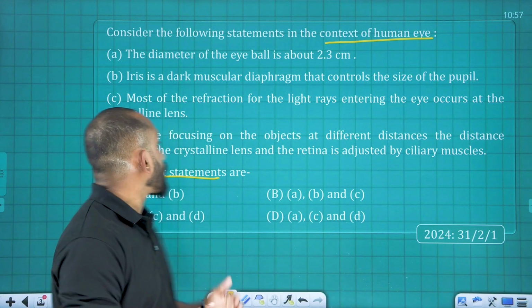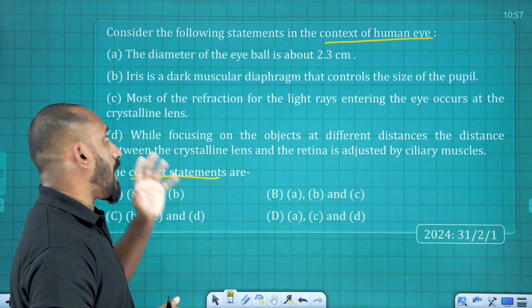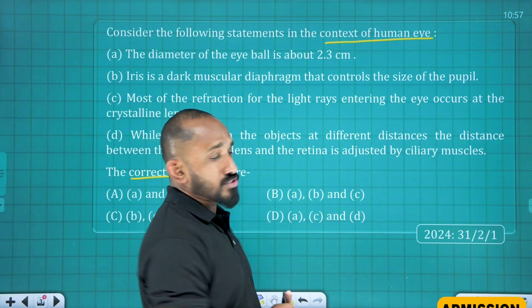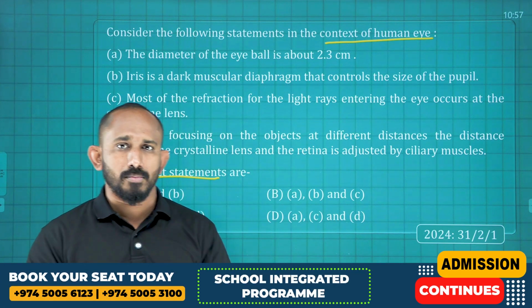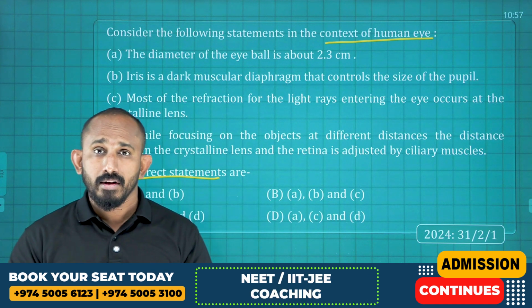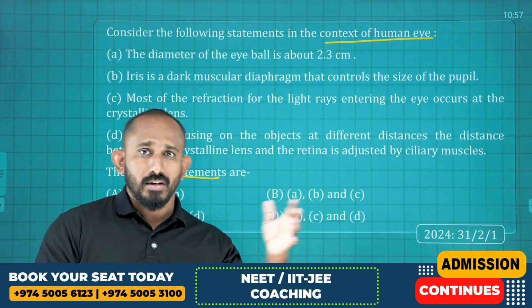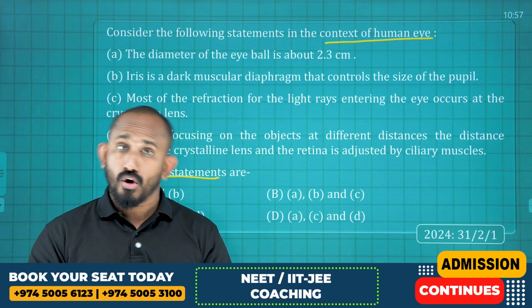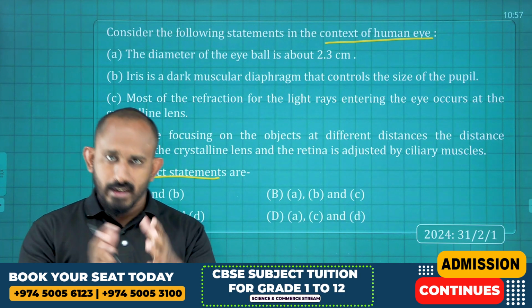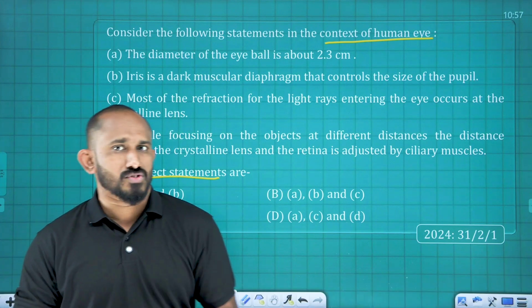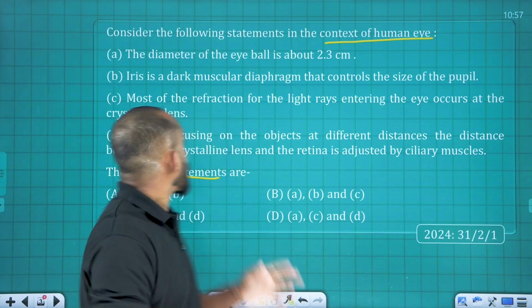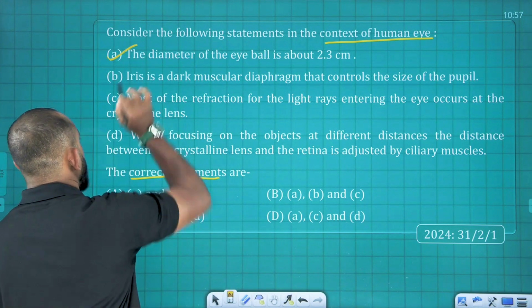Because out of the statements, a few will be correct, a few will be incorrect. Let's see the statements. First one: the diameter of the eyeball is about 2.3 centimeter. Yeah, that's correct. Our eyeball has a size of 2.3 centimeter, and that size is also very important. From birth to this point, it never changes. 2.3 is there for the normal human eye. If any defect is there, then it may be elongated or shortened. Otherwise, it will be 2.3 centimeter eyeball size. That's correct only.